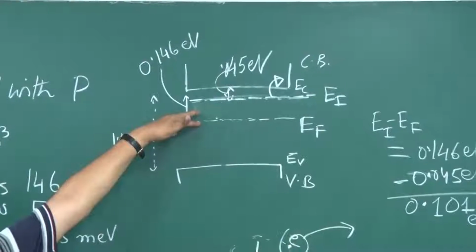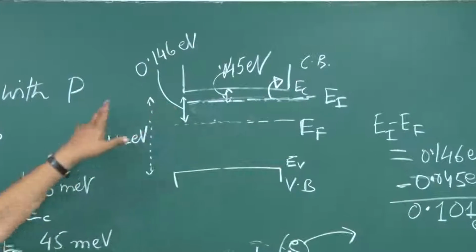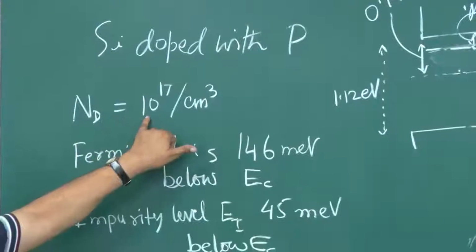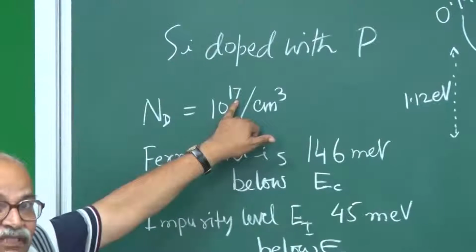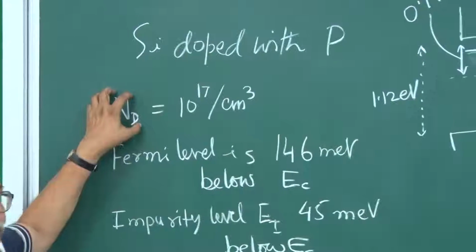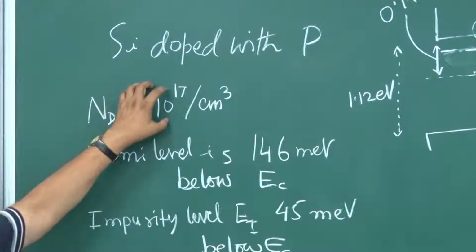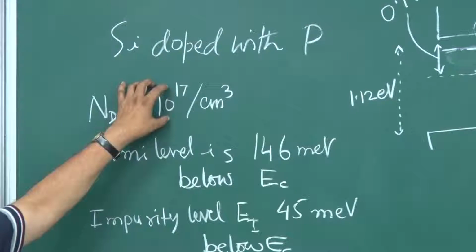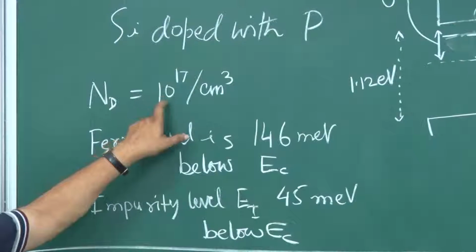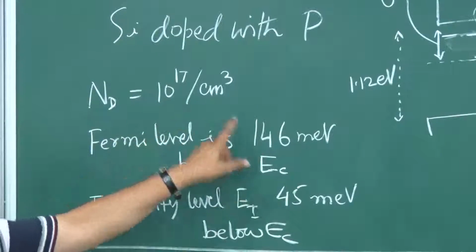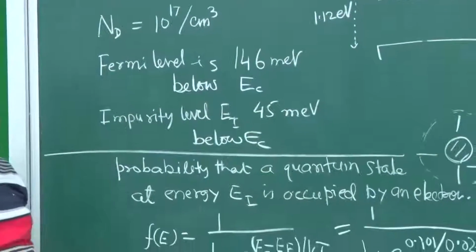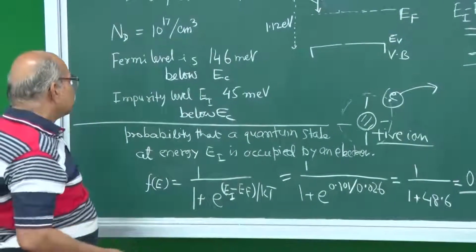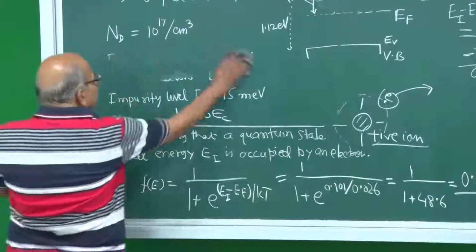But how many quantum states are there? The number of quantum states is 2 into 10 to the power 17, because of spin up and spin down. You have these many donor ions, but an electron with spin up is a different quantum state, and an electron with spin down is a different quantum state. So the total number of quantum states is 2 into 10 power 17 per centimeter cube, and then you have this probability of each quantum state being filled. So multiply that: how many quantum states are occupied?